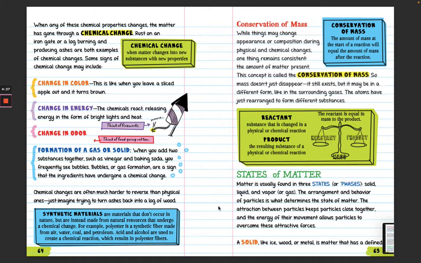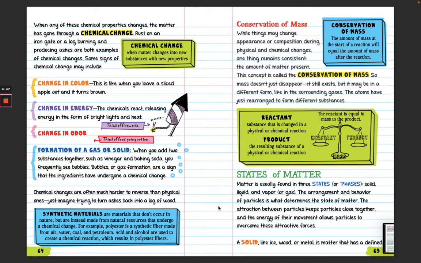While things may change appearance or composition during physical and chemical changes, one thing remains constant: the amount of matter present. This concept is called the conservation of mass. So mass doesn't just disappear, it still exists, but it may be in a different form, like in the surrounding gases. The atoms have just rearranged to form different substances.